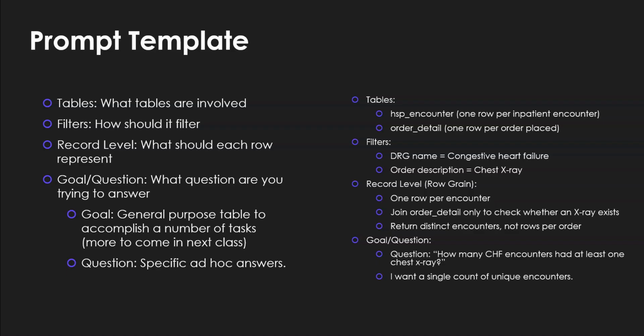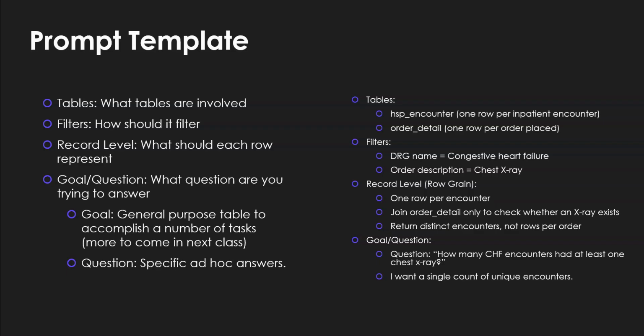You could write out your prompt exactly like this as a bulleted list. Tables to include are these. The filters will be the following. The record level, I want 1 row per encounter. Join order detail only to check whether the X-ray exists. Return distinct encounters, not rows per order. So that's some of the positive and negative. I want this 1 row per encounter. I don't want a row per order. So that's being direct about the record level. That should give the context needed for the system to choose the right join.